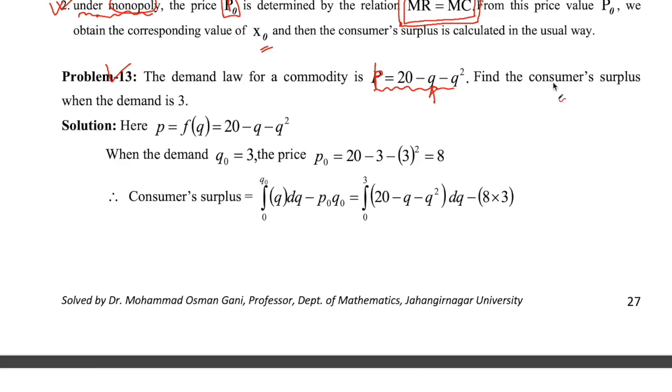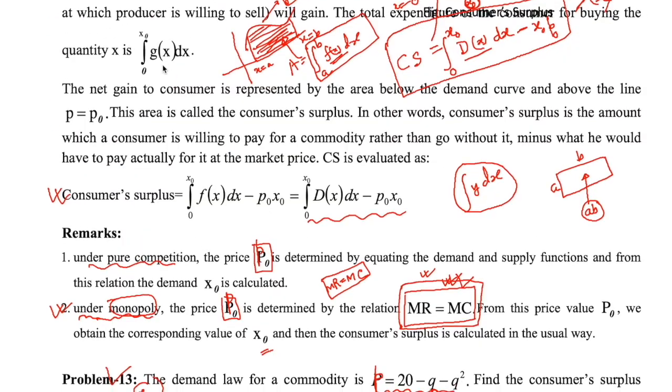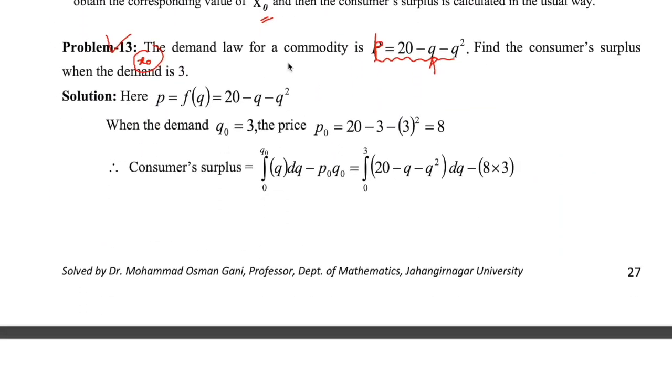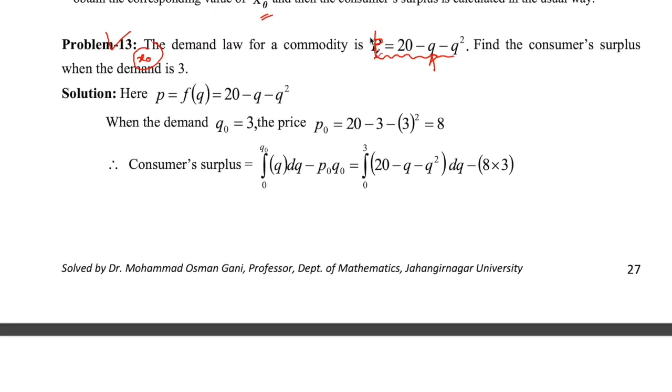Find the consumer's surplus when the demand is this. What do we use to denote demand? x0, right, in this formula? Yes, the demand was x0, market demand and market price. But here your demand function is a function of q, so it should be q0. q0 is given, which is 3.